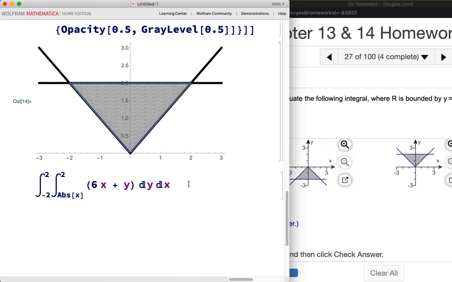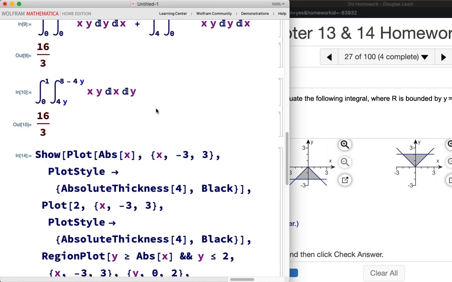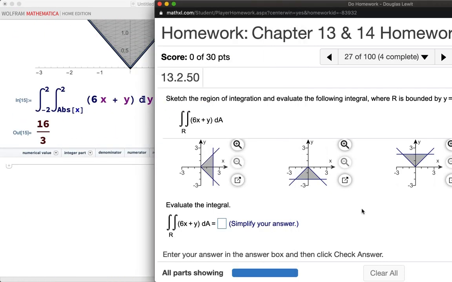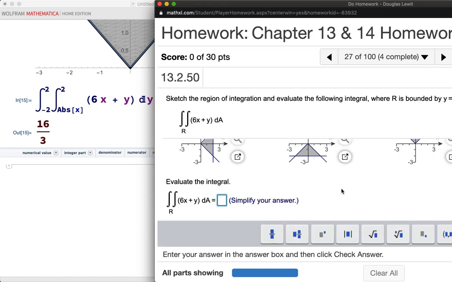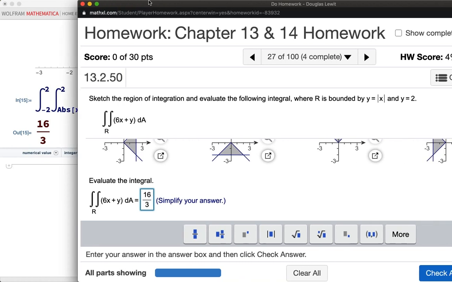So what is that answer going to be? Shift enter. The people who wrote this homework assignment really like that number 16 over 3. Isn't that what we had the last time? No, it's 16 over 3. So I guess the people who write these homework problems really like math problems where the answer is 16 over 3. So this is going to simply be 16 over 3. Let's see if Pearson accepts that.